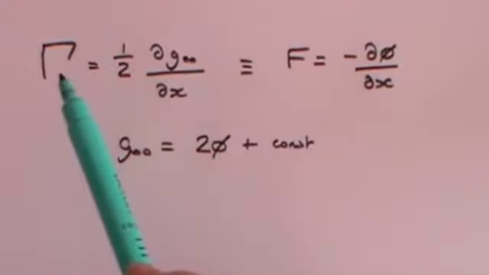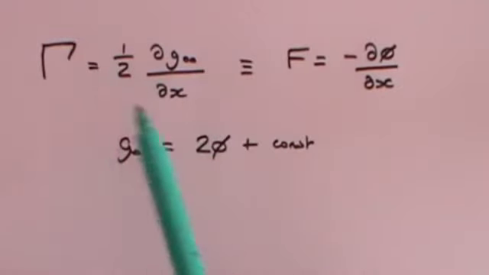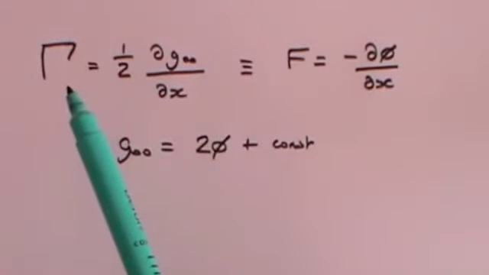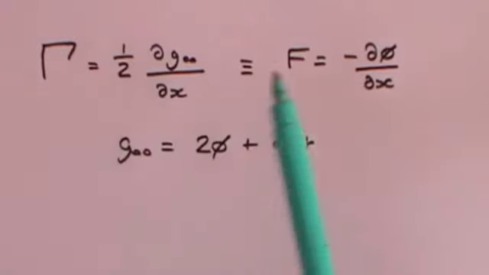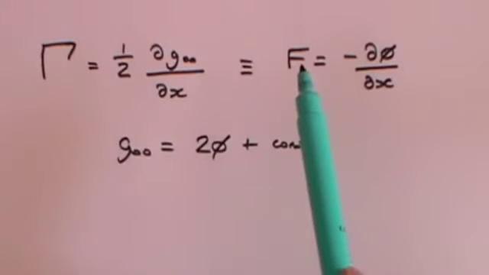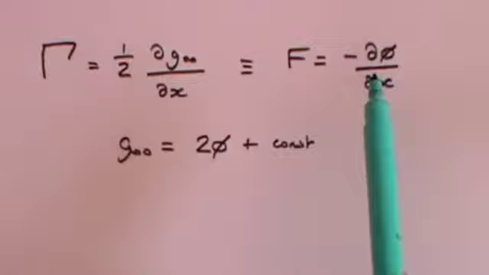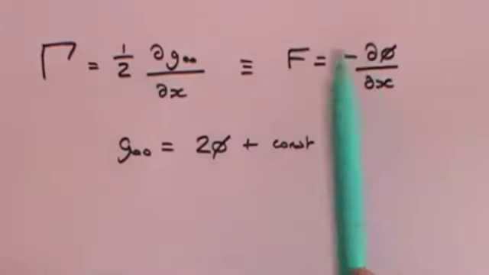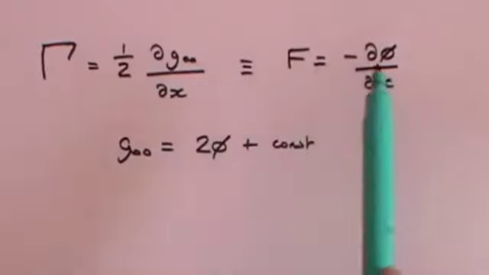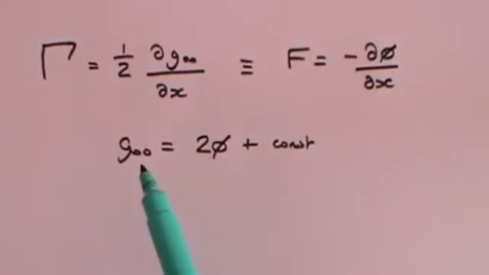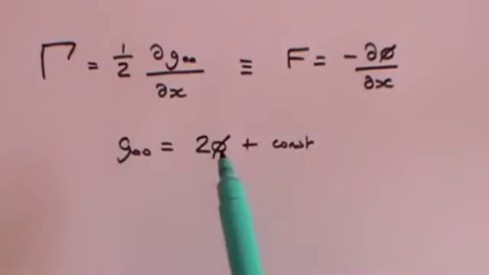What we're saying is that because the Christoffel symbol equals that, and the Christoffel symbol has a kind of force equivalence, and in Newtonian mechanics, force is equal to minus the differential of the potential energy, you can therefore equate these two terms. And if you equate those two terms, essentially the time value of the metric tensor is equal to 2 times the potential energy plus a constant.